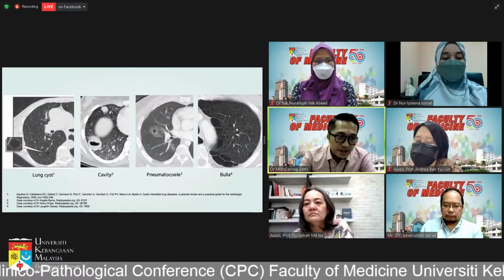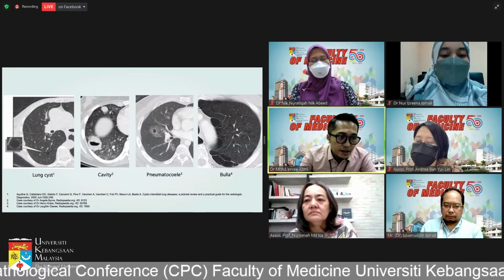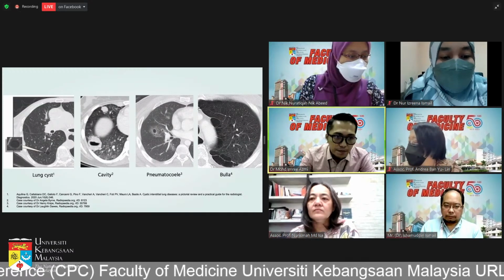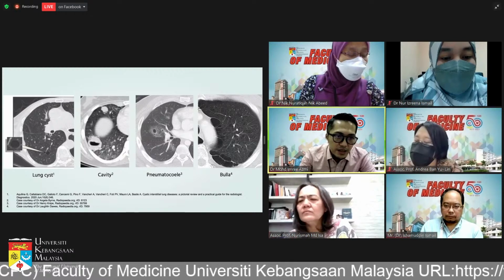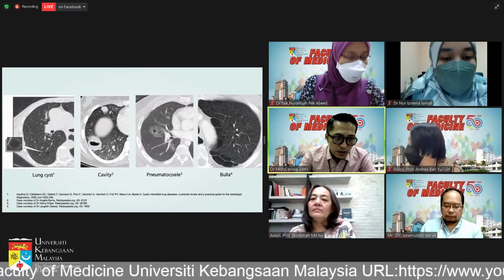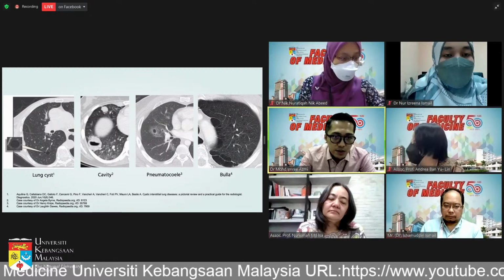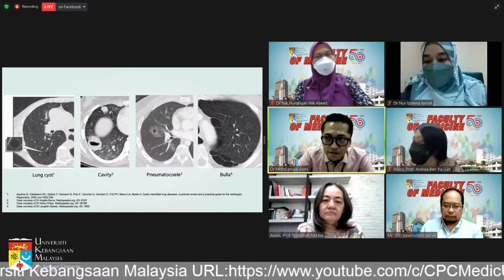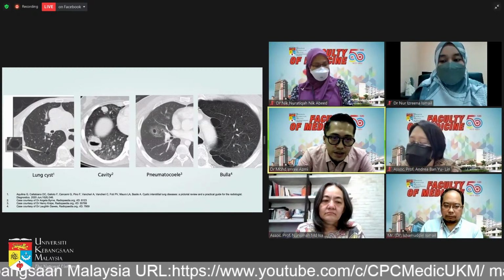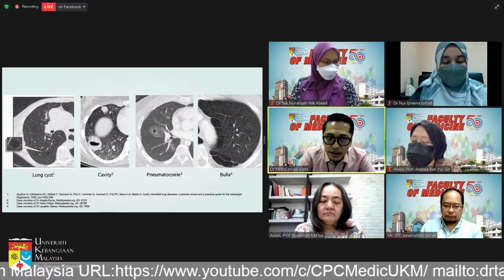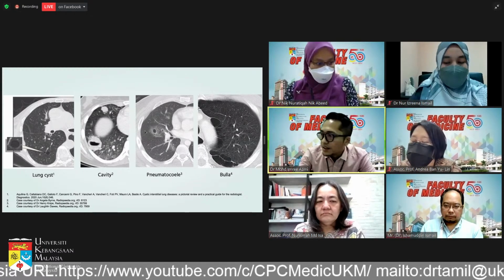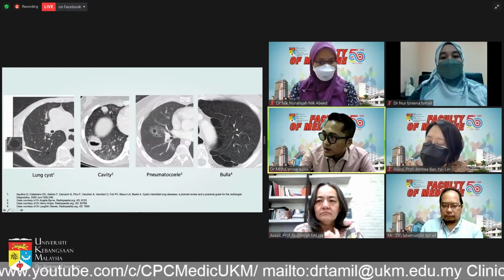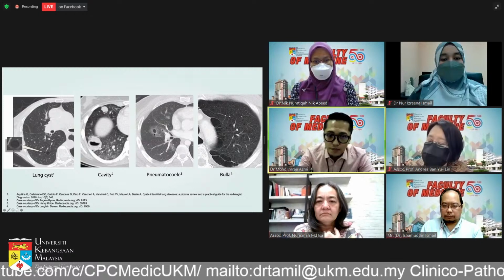These are the examples of lung cysts. The first diagram is a lung cyst. It's a well-defined air-filled lesion. It is rounded in shape. Next to it is a lung cavity. It has a thick, irregular wall. And next to it is pneumatocele. Pneumatocele usually is a result of trauma or infection. In this case, you can see it is a well-defined rounded air-filled lesion, and it is surrounded by ground glass opacities. So this is an example of pneumatocele seen in infection.